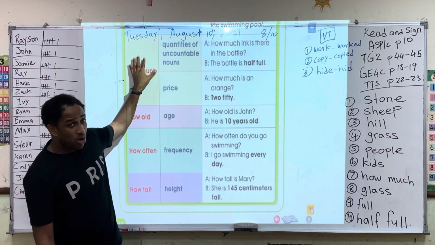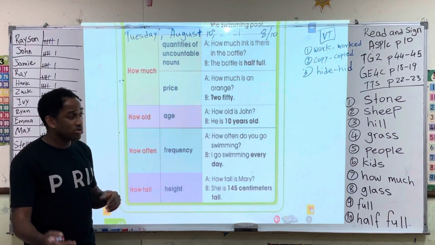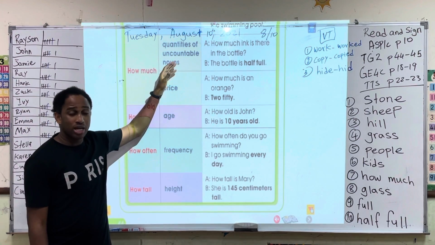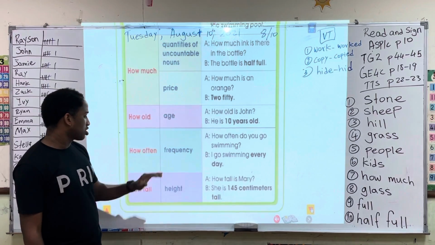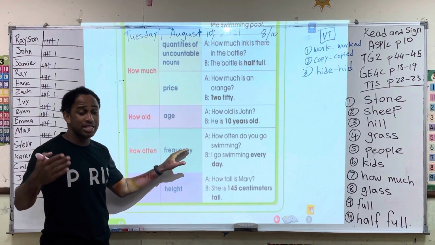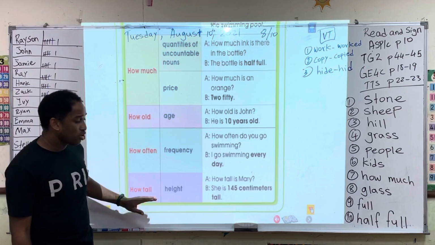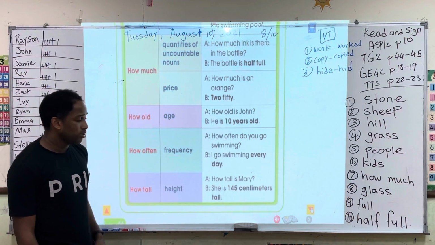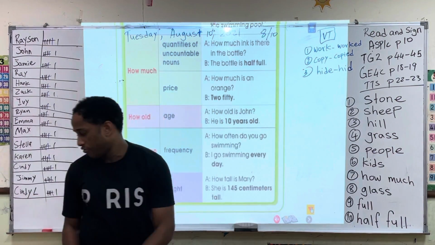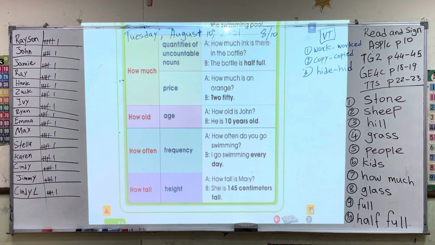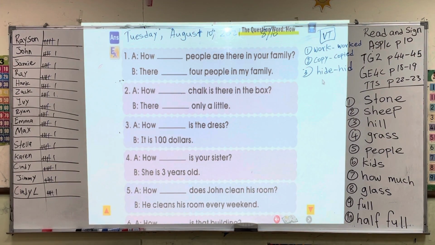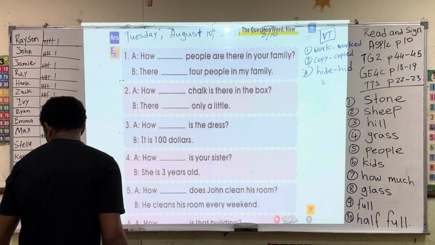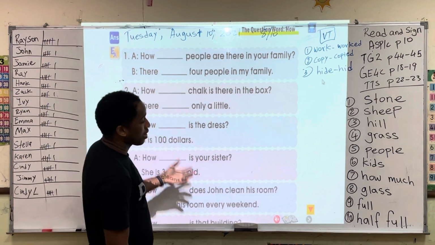So remember, how many is used with countable nouns. How much is used with uncountable nouns, or how much is used for price. How old asks about age. How often asks about frequency, how many times you do something over and over. And how tall talks about your height. Good. Now let us turn to page 45. Page 45. We need to write down the answer.